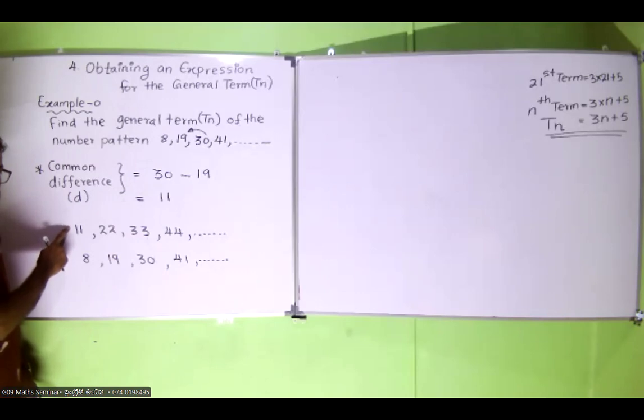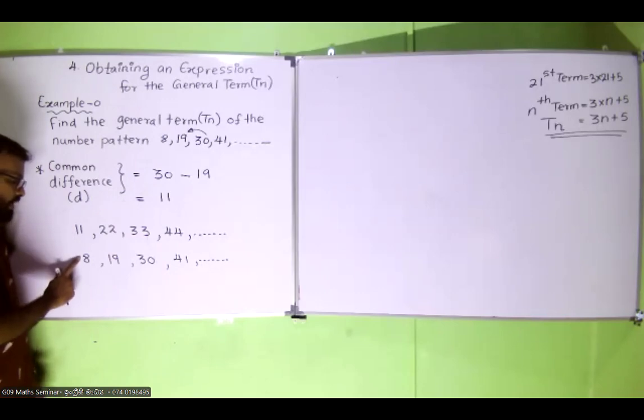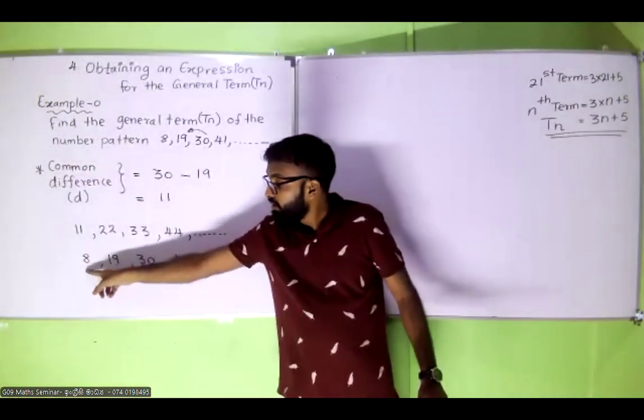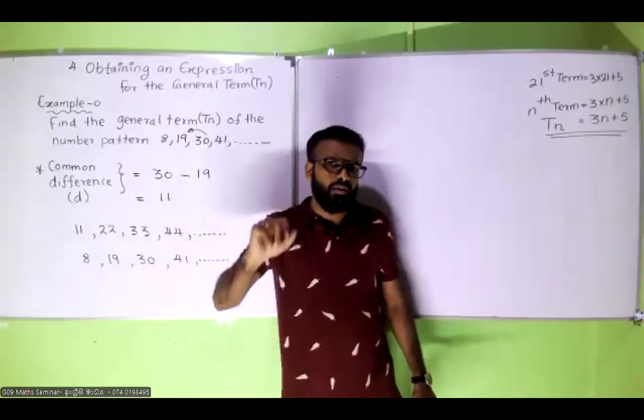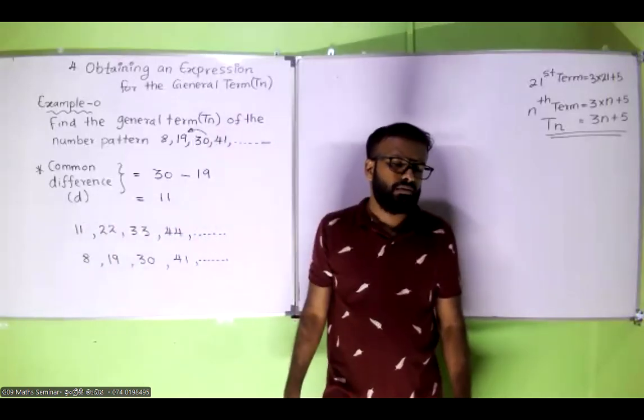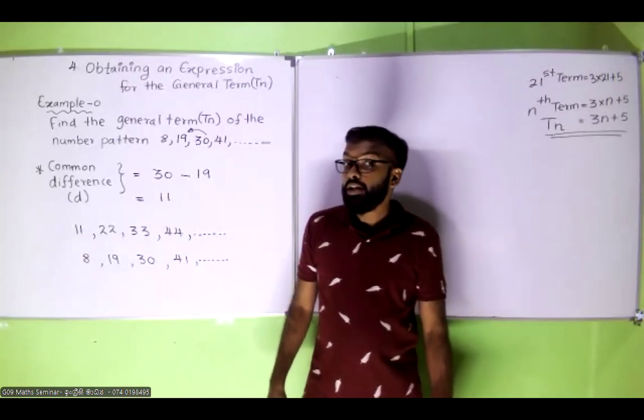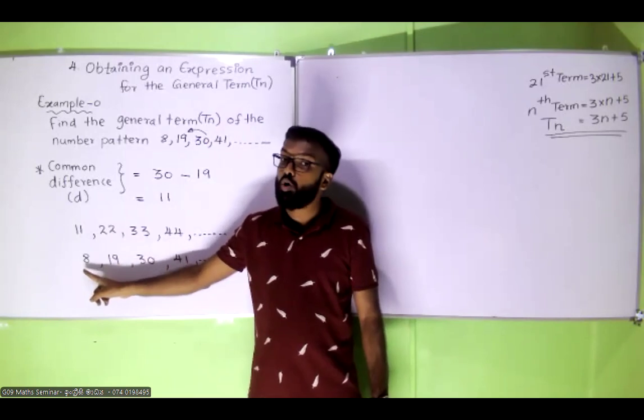Now, by comparing these multiples of 11 and 8, how are we going to obtain 8 by using 11? Can anyone tell me? This is somewhat different. By using 11, how are we going to obtain 8?